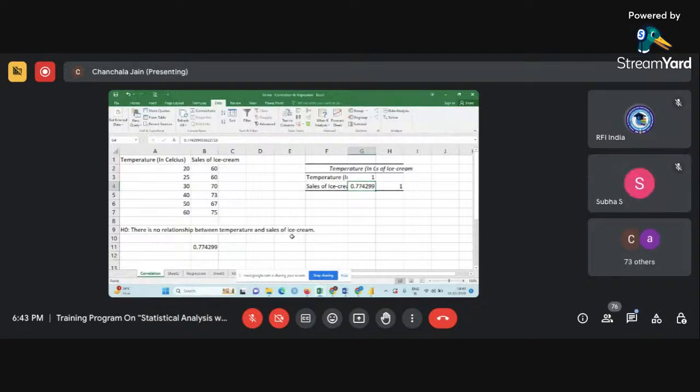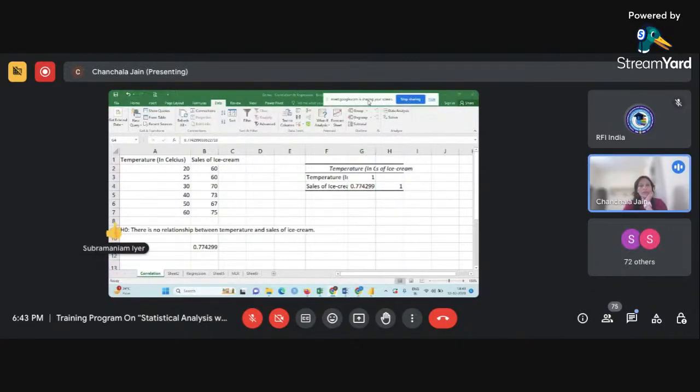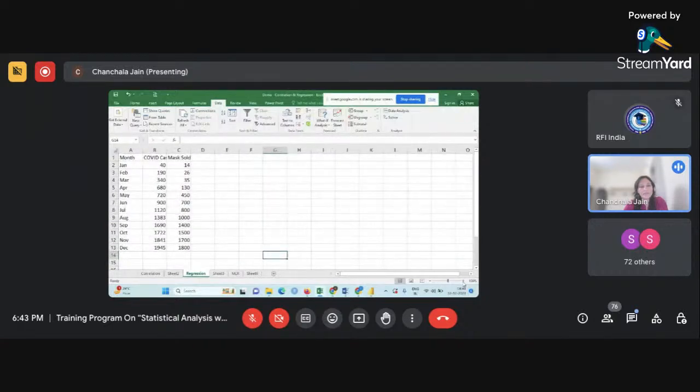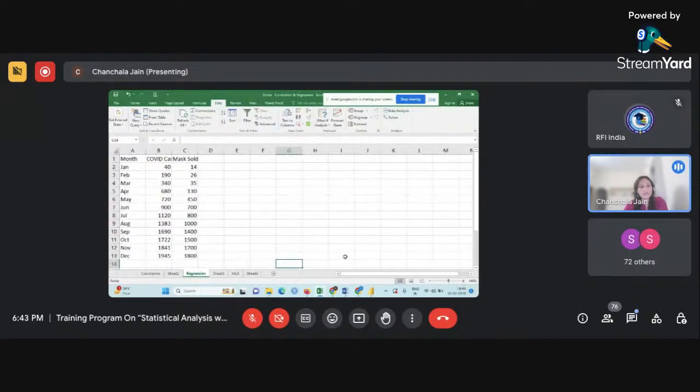Yes, ma'am. So this was a very simple way through which we can find the correlation. Now we will move ahead and talk about regression. I expect everyone to open sheet number 3 with the name regression. I have increased the size for you. Here we have two variables, COVID cases and masks sold, on the basis of 12 months of data.